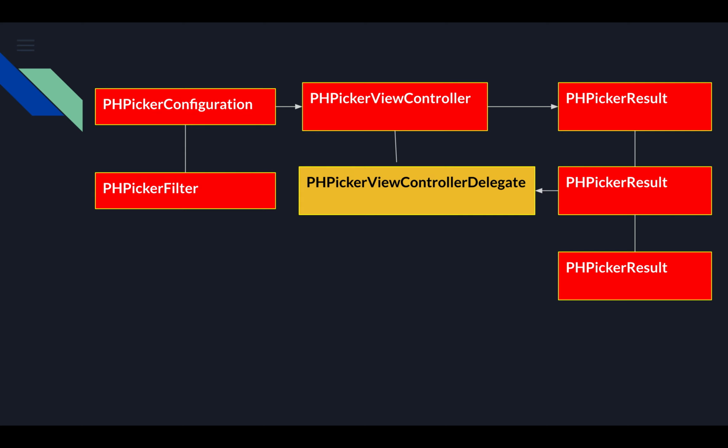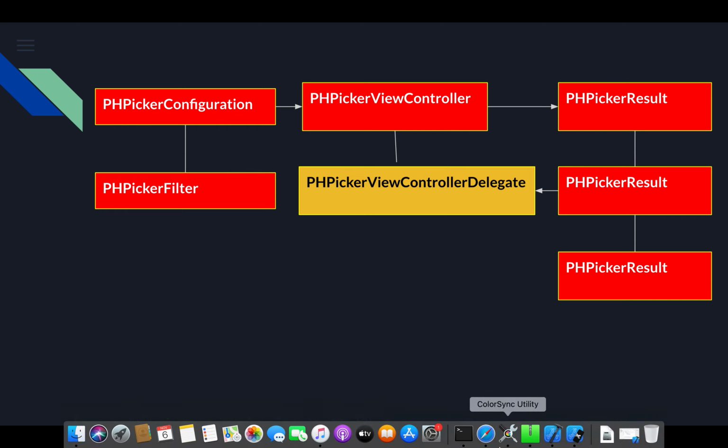But if you set the selection limit to any positive number, that will be the selection limit, and you will be forced to select only that number of images at a time. You cannot add a negative number to the selection limit. Once you add a negative number to the selection limit, the app will crash. PHPickerViewController class has a delegate method, the PHPickerViewControllerDelegate, and the PHPickerResult will be sent to this delegate of the PHPickerViewController class.